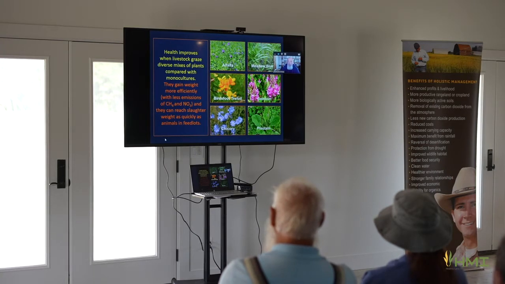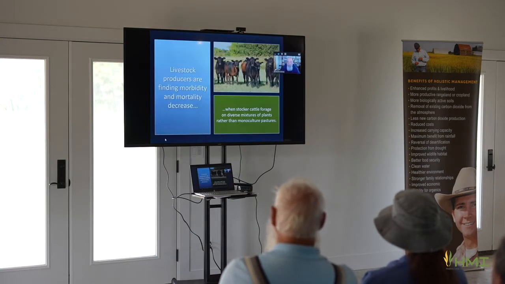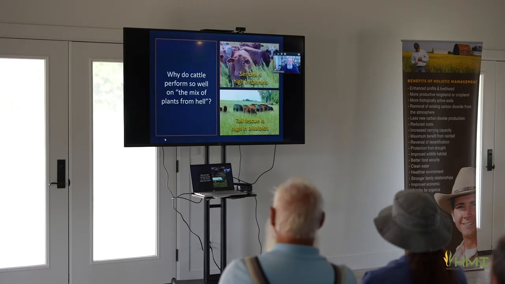If I had a little more time, I'd talk about some of the specifics that are in this graphic here, but for the sake of time, I'll let that go. That's a reason, I think, that livestock producers that I know and visit with are finding the morbidity and mortality decrease when stock or cattle forage on diverse mixtures of plants rather than on monocultures. I think of a tale that a producer told me years ago.